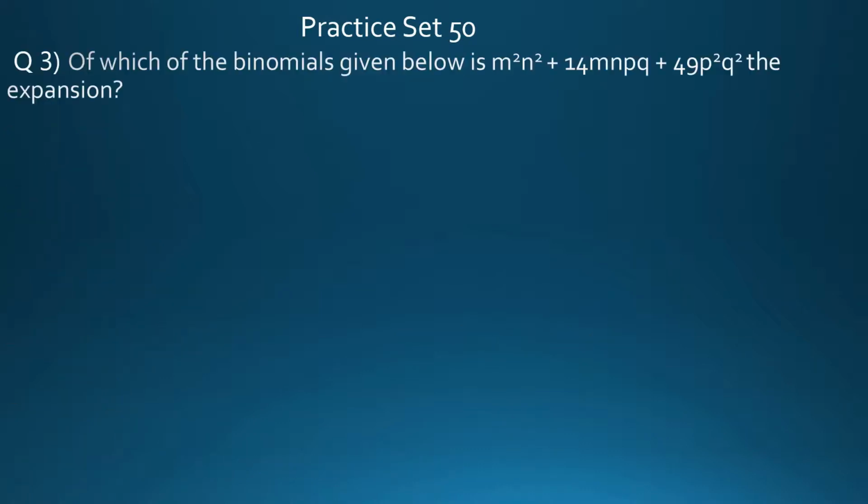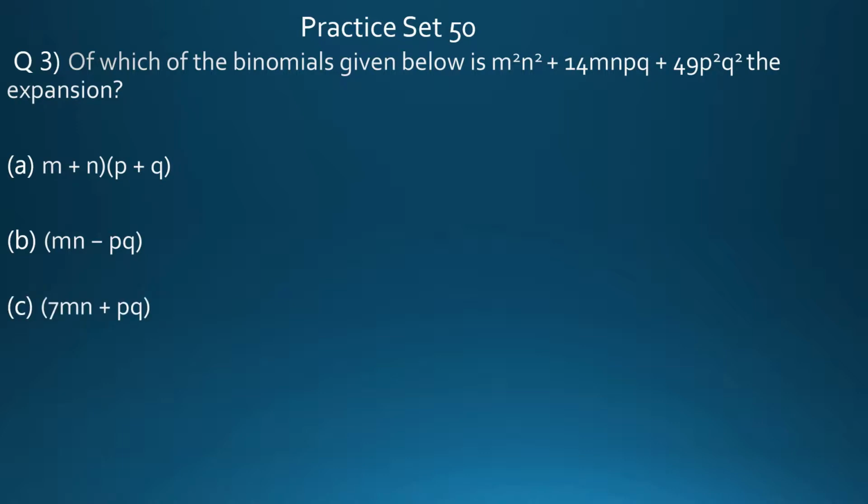Third question. Of which of the binomials given below is m square n square plus 14 mn pq plus 49 p square q square the expansion? So here the answer is given, or the expansion is given. We have to find out the binomial. So option A, m plus n multiplied by p plus q. Option B, mn minus pq. Option C, 7mn plus pq. And option D, mn plus 7pq.